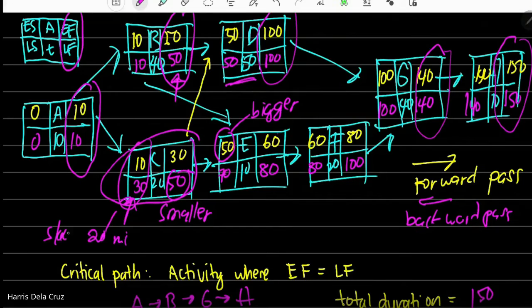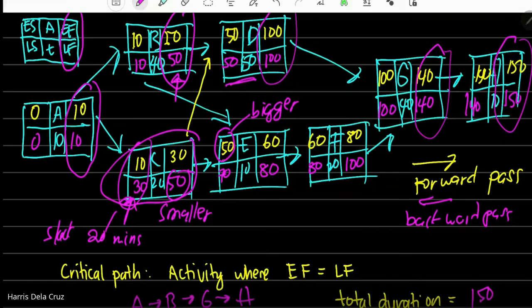Slack. Ano ibig sabihin nun? Pwede ka ma-delay hanggang 10 lang pala, sorry. Hindi, tama, 20 minutes kasi 30 minus 10. So, pwede ka ma-delay ng 20 minutes. Slack yun. Or, the other way around. Pagkatapos mo, matatapos yan ng 30. So, pwedeng meron kang waiting time na 30 minutes to 50 minutes. So, waiting time mo na yun.